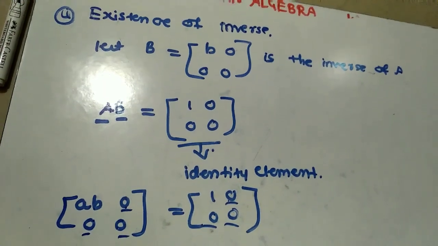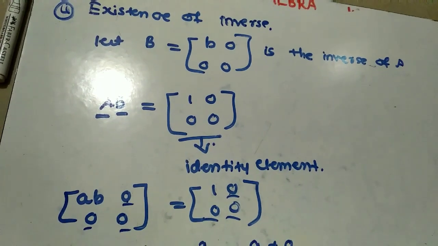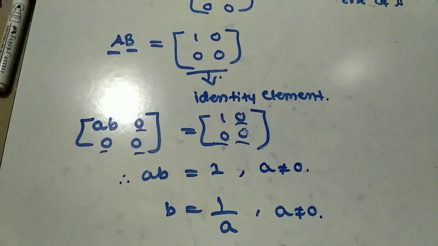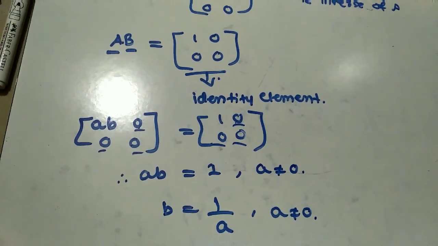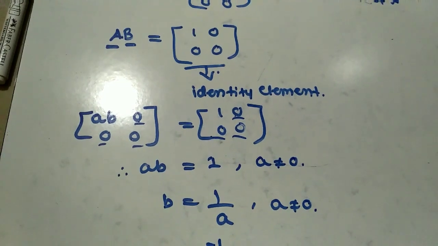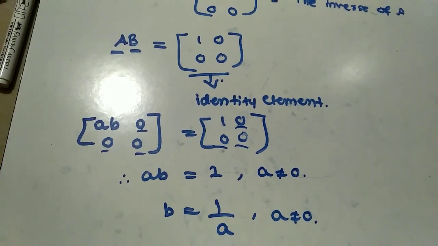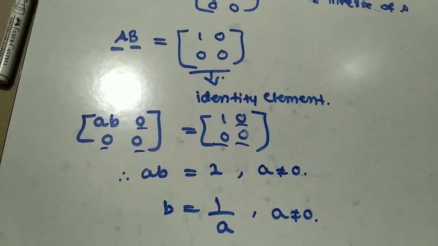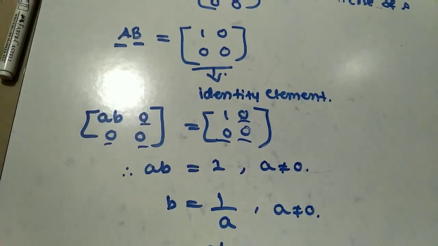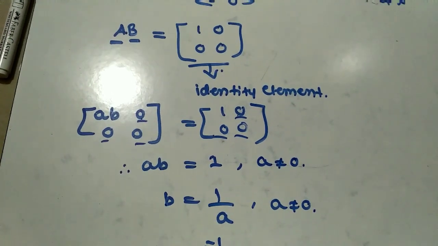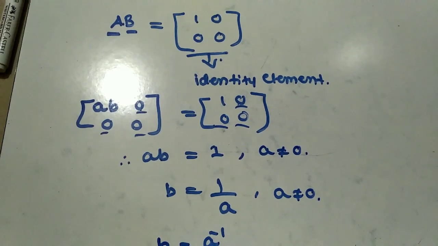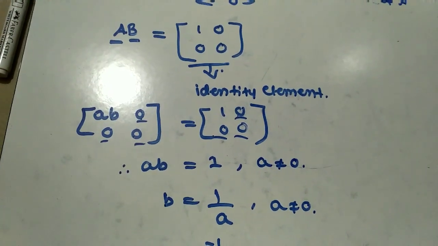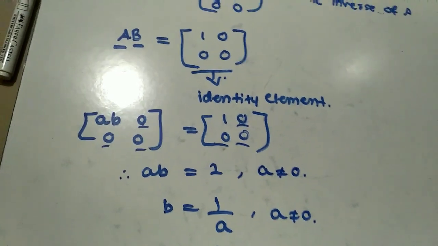B is equal to 1 by A, and A is not equal to 0. Therefore B is 1 by A, which is nothing but A inverse, or you can say A is equal to B inverse. So here A is also not equal to 0 and B is also not equal to 0. Then G, a non-empty set with respect to the multiplication operation, is a group with what as your identity here?